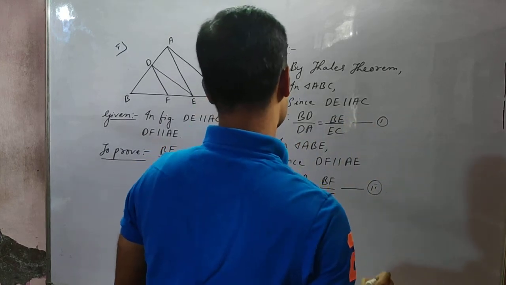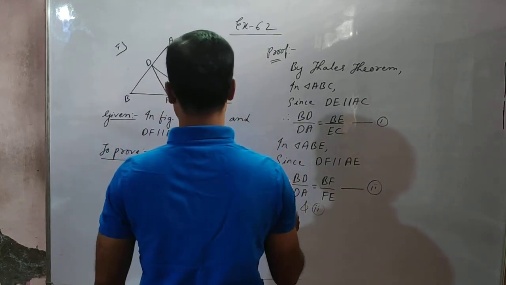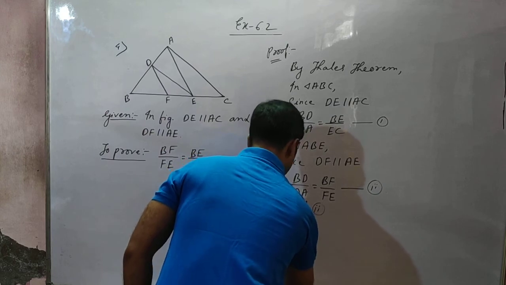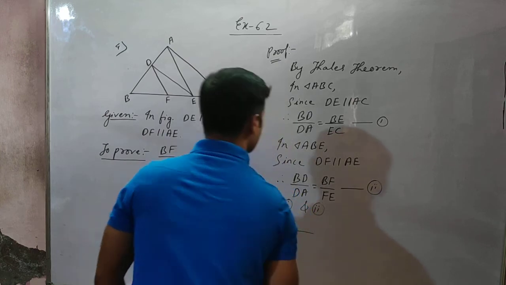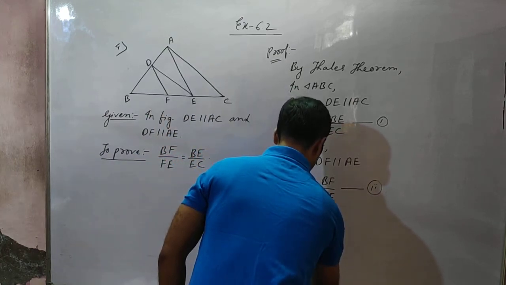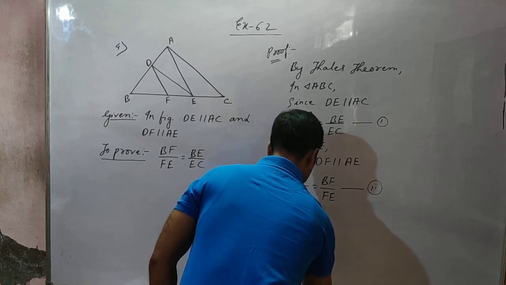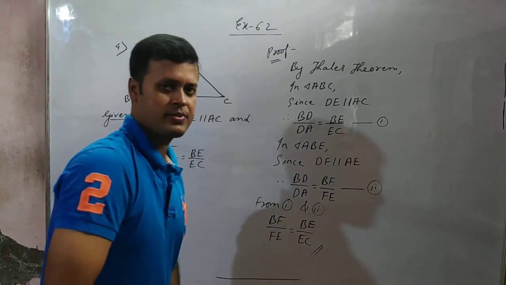Now from 1 and 2, students, BD by DA is the same in both. So therefore I can directly write BF by FE is equal to BE by EC. See students, very easy sum.